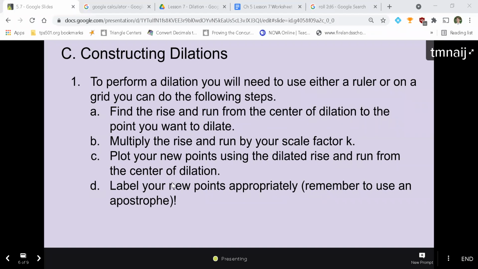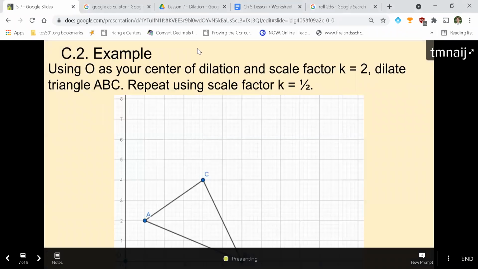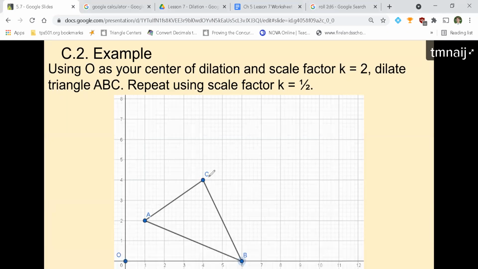Does anybody need time to write this? Should be all printed out for you. Okay, then let us do it. So let's say that we have this triangle, ABC. We want to dilate it using the origin 0, 0 by a scale factor of 2. So how I'm going to do that, I'm going to draw this out. You probably don't have to draw it out. You could just do it in your head.